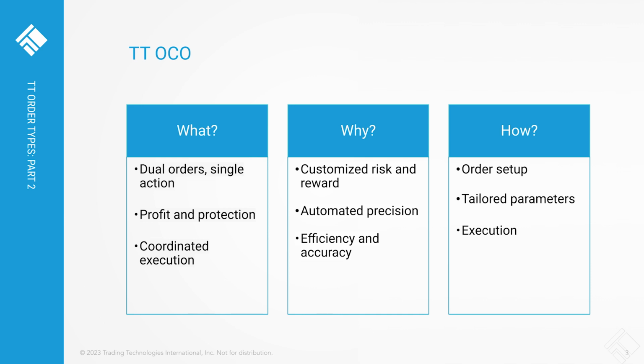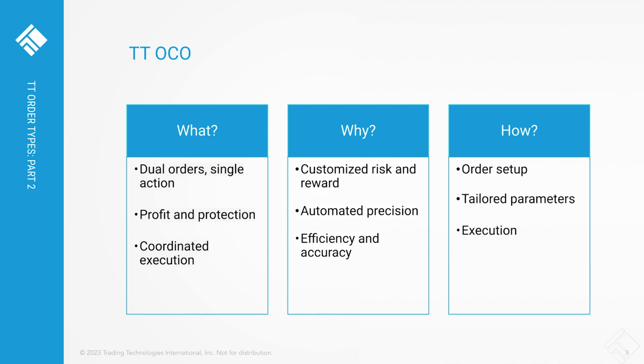When an OCO is entered and the orders are working in the market, a fill in the limit order decreases the quantity of the stop order by the filled quantity amount. When the limit order is completely filled, the stop order will be canceled. However, if the stop order is triggered and filled, the limit order will be canceled.